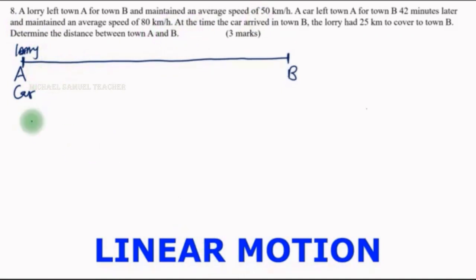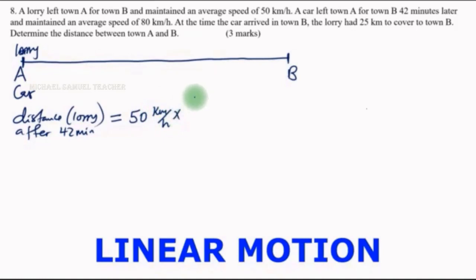The distance covered by lorry after 42 minutes. So remember, distance is speed times time. So the speed of the lorry was 50 km per hour times hour. So the time is 42/60, convert it to hour. So we shall end up getting 35 kilometers.